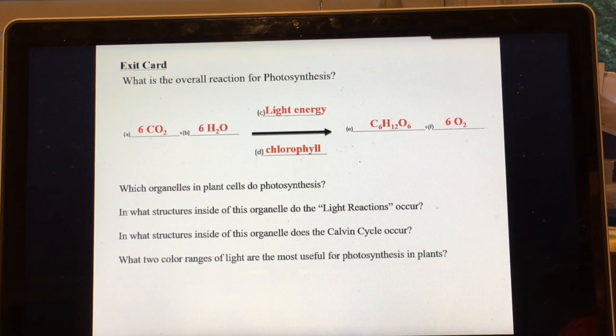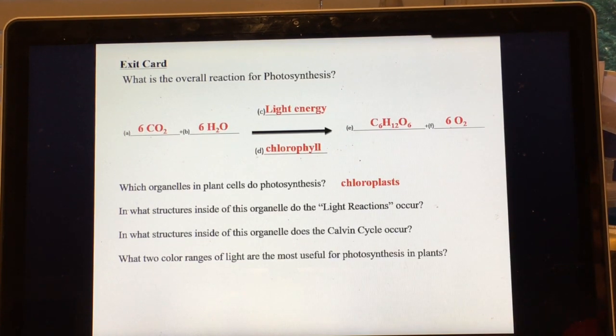So photosynthesis occurs in chloroplasts. The light reactions occur in the thylakoids. And the Calvin cycle occurs in the stroma, which is the liquidy area right outside the thylakoids. And the color ranges of light that are most useful or absorbed by plants are the red and the blue and violet wavelengths.